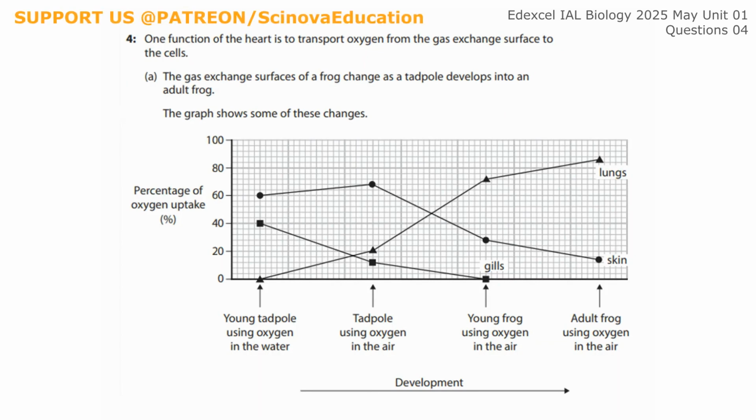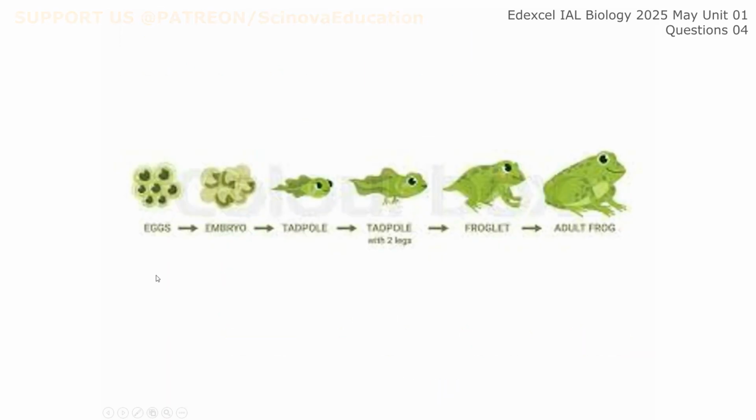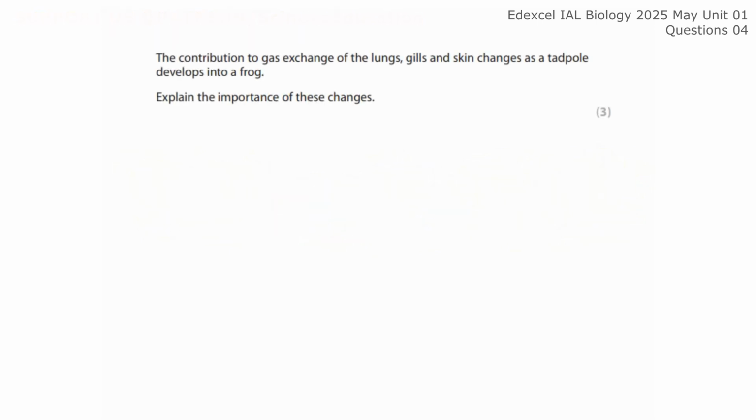The graph shows some of these changes, and this is how a tadpole is changing into an adult frog. The contribution to the gas exchange of the lungs, gills, and skin changes as a tadpole develops into a frog. Explain the importance of these changes.